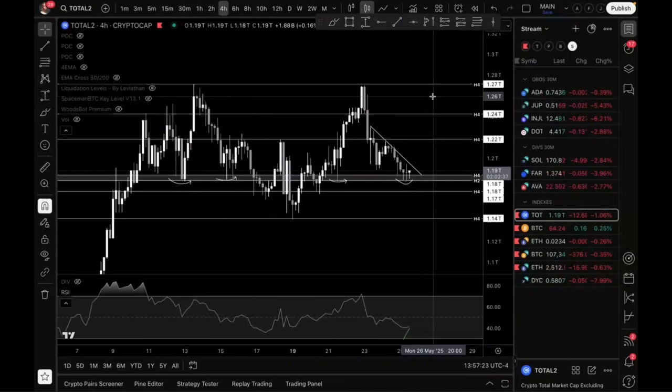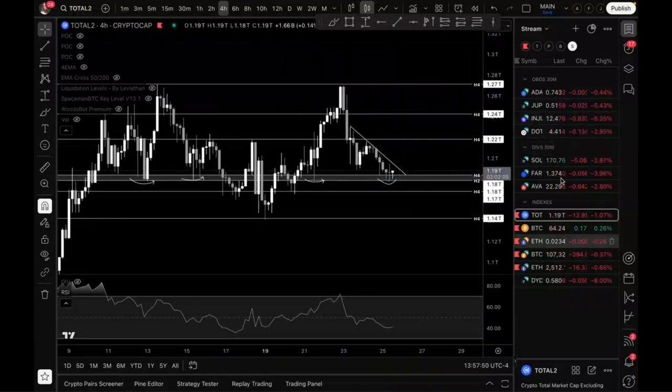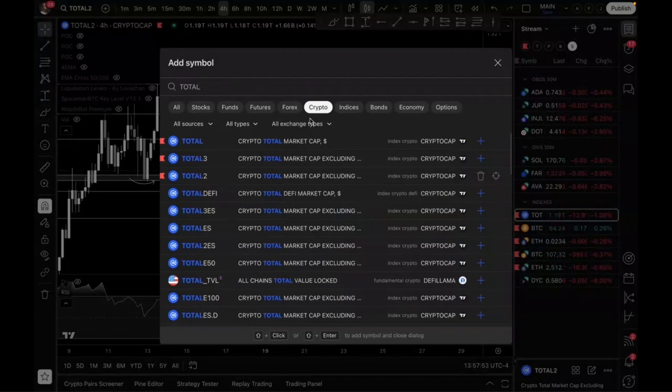But like the indexes, we have total 2 and total 3. Personally, I use total 2. I've just naturally always used that one. Total stands for the total market cap of crypto, so that's Bitcoin, Ethereum, and all of the altcoins. Total 2 excludes Bitcoin and has Ethereum and altcoins. And then there's total 3, which doesn't have Ethereum or Bitcoin, just altcoins. So total market cap, total 3 excludes Bitcoin and Ethereum, total 2 excludes Bitcoin.